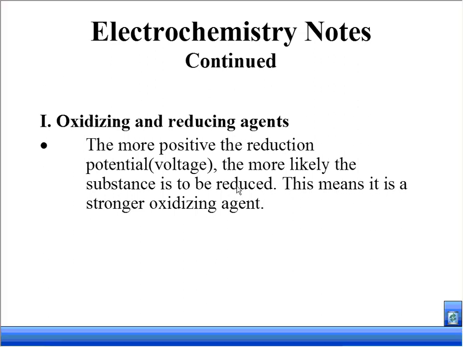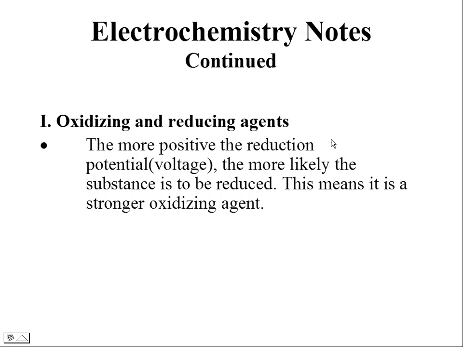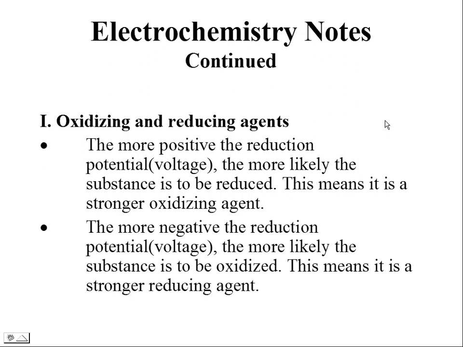The word that the book uses for oxidizing agent, they actually call it an oxidant. So basically they'll run those two words together, oxidizing agent and oxidant mean the same thing. So the more positive your voltage, the stronger the oxidant is, that would be the reactant, and it's more likely to be reduced. And then the opposite of that, the more negative the reduction potential, the more likely the substance is to be oxidized rather than be reduced.